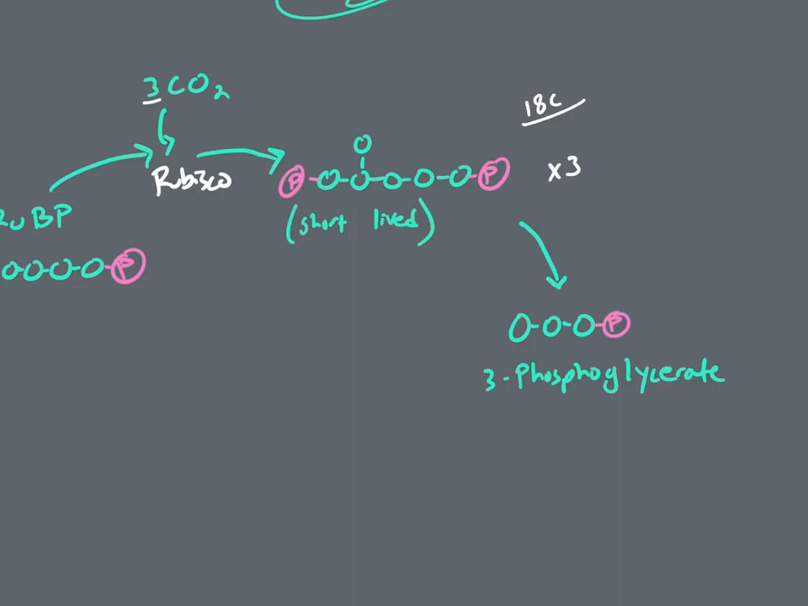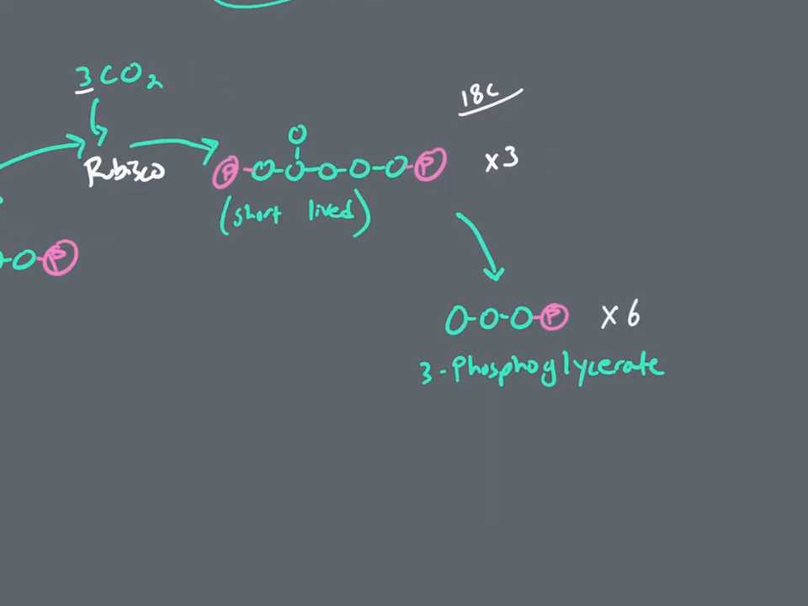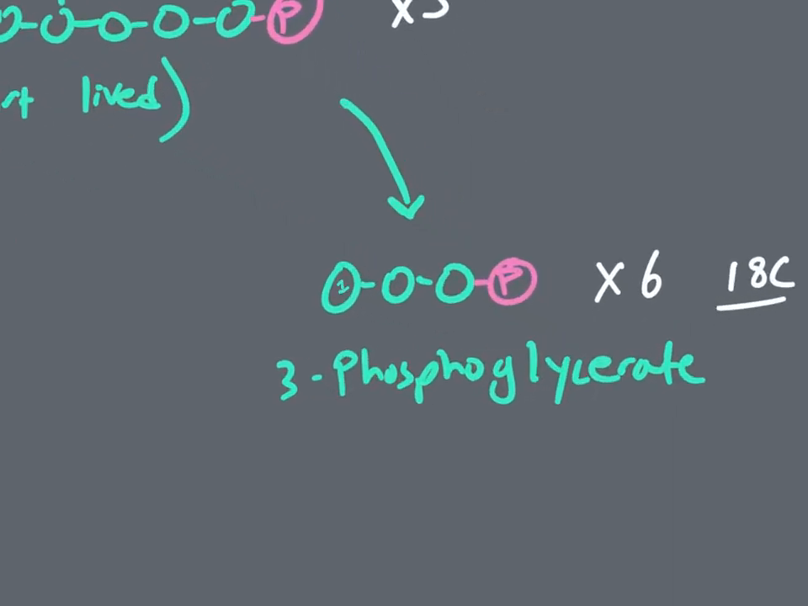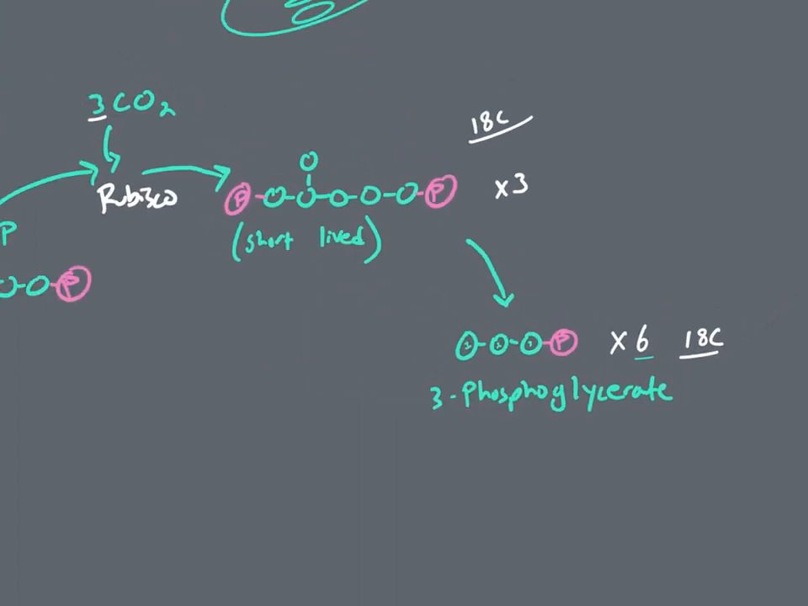Have we lost any carbons here? Yes or no? No, we have not lost any carbons. So now we've got a 3-carbon molecule. We're going to have 6 of them. We still have 18 total carbons. 3-phosphoglycerate has 1, 2, 3 carbons. We have 6 of them, which means that we have 18 total carbons. I bring up the carbons and I'm keeping track of them because they're going to become important a little bit later on.